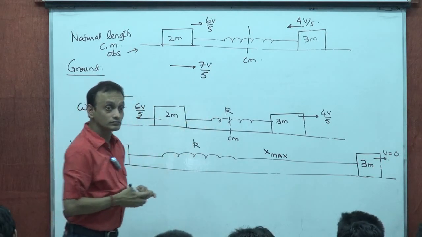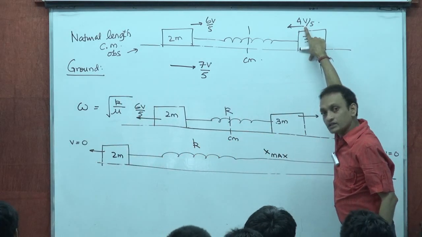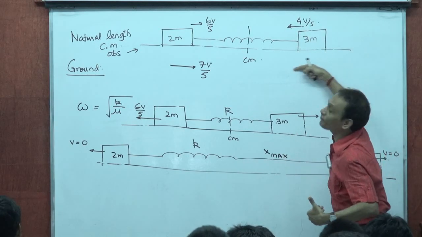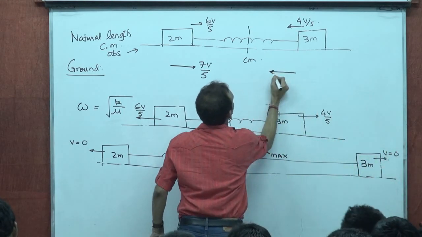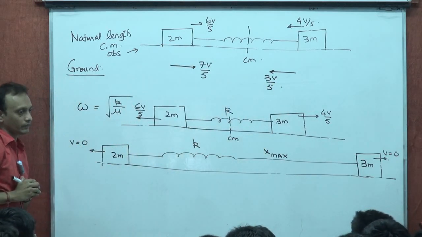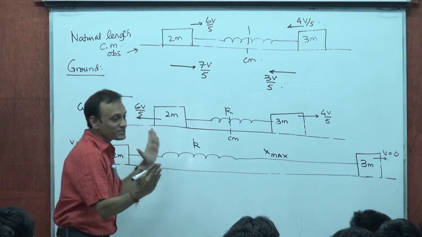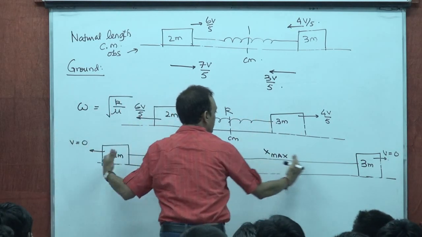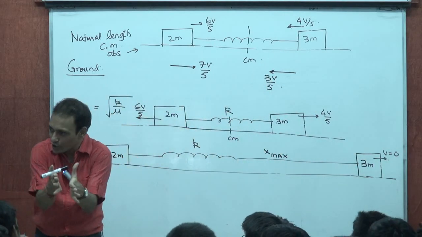Now, yes or no? This is 4v by 5 to the left, the center of mass is minus v by 5. So this would be in the ground frame 3v by 5 to the left. Right? So in the ground frame, the velocity of this is 3v by 5. Now, obviously, in the center of mass frame, the spring will once again start to compress. So this was the spring in its natural state, maximum elongation, coming back to its natural state, and now ready to compress.